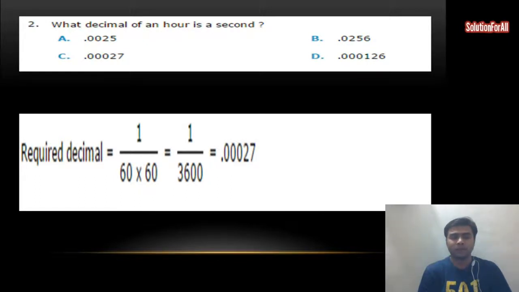So basically we can use the simplest thing. This is something that we have been learning since our childhood, how many minutes are there in an hour and how many seconds are there in a minute. So what we'll do, we'll divide 1 upon 60 and 1 upon 60, because I have 60 minutes in an hour, and 60 seconds in a minute. So that is equal to 1 upon 3600, and we'll just divide these terms. So this is equal to 0.00027, and that's the answer. So option C is the correct answer for the second question.